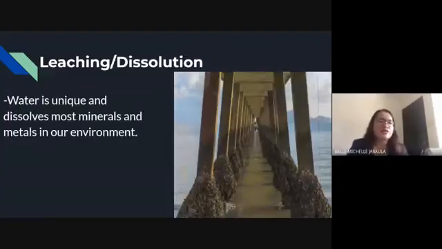So the next one is leaching or dissolution. Water is unique and dissolves most minerals and metals in our environment. If you go to the sea, like on a beach walk, as you can see at the foothold, the quality or hardness of this pillar degrades due to water. Water is a universal solvent. It can dissolve any minerals. Grabe ang power ni water, no? It can cause havoc, and it also could help us.